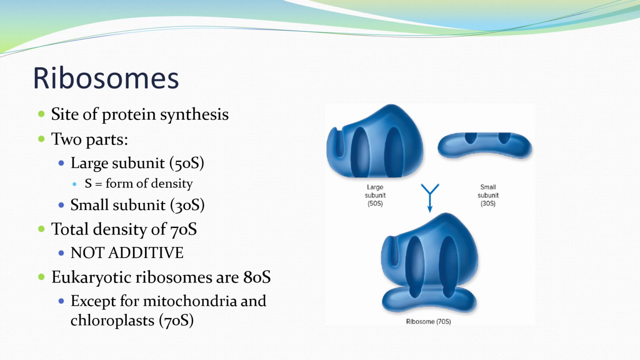So what's kind of interesting is that in eukaryotes, ribosomes have a density of 80S, except for in mitochondria and chloroplasts, which are more closely related to the ribosomes found in prokaryotes, which is 70S. Because remember, mitochondria and chloroplasts have their own ribosomes, their own DNA, which is circular, and this also helps in supporting the theory of endosymbiosis, which we talked about in chapter 1.